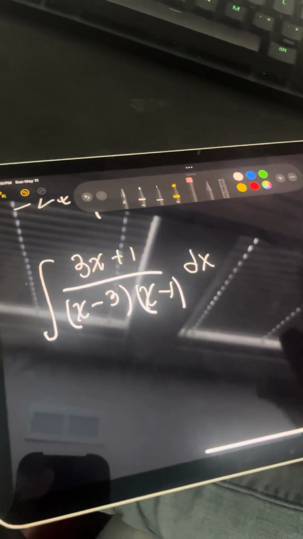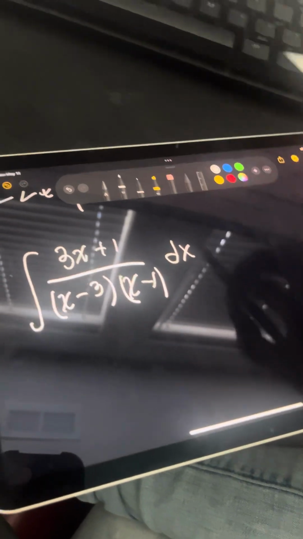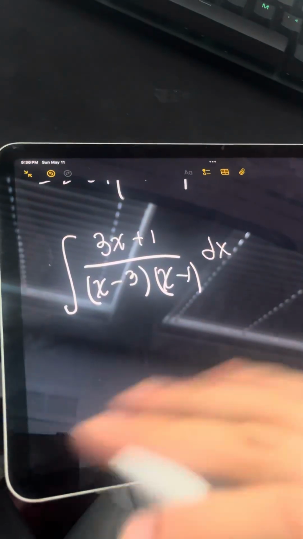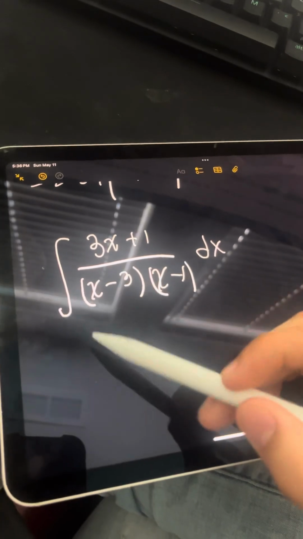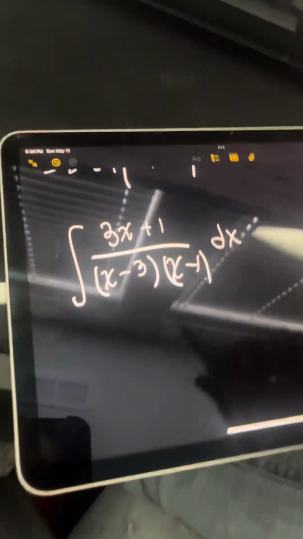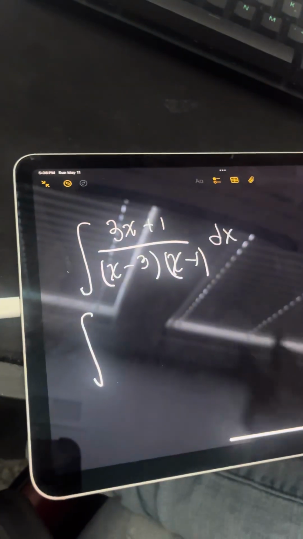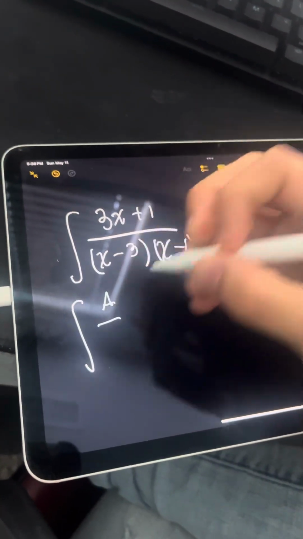Okay, so consider we have this integral up here, and I'm going to switch to a better brush. Consider we have this integral here. I already factored it out, but if you had a quadratic or something, you would just factor it out. So the first thing we want to do is set up our original thing that we always do for these kinds of integrals.